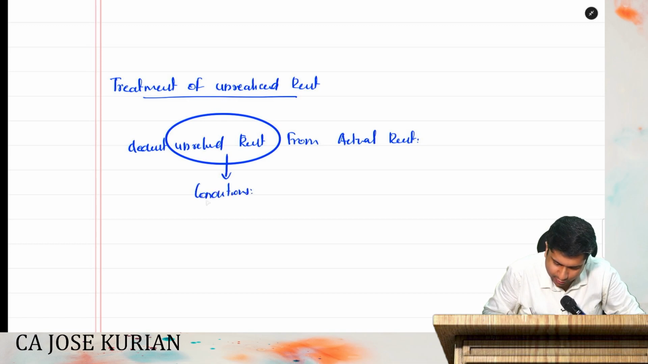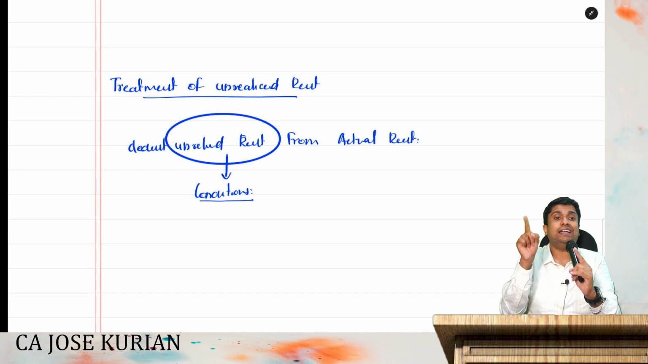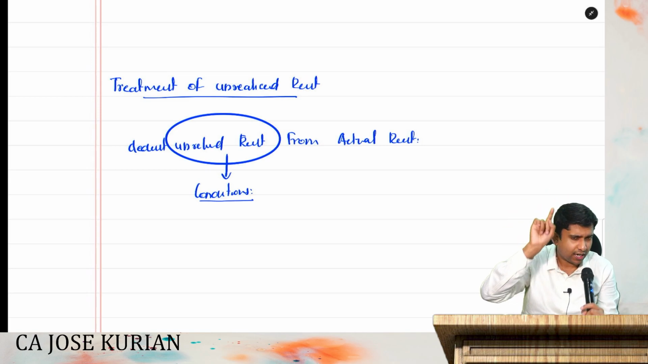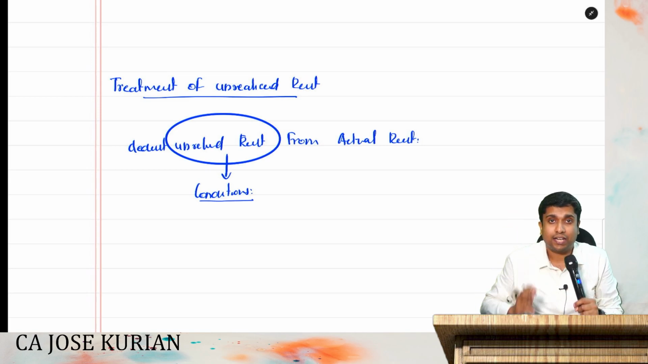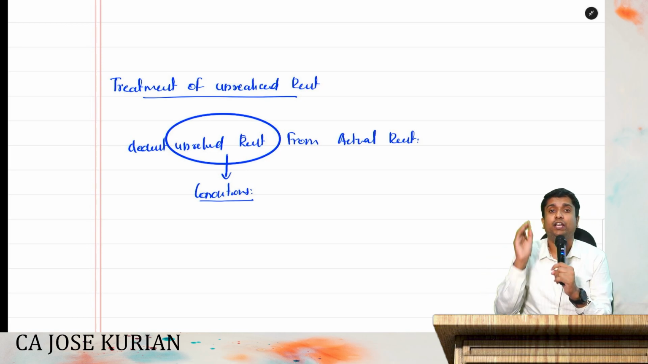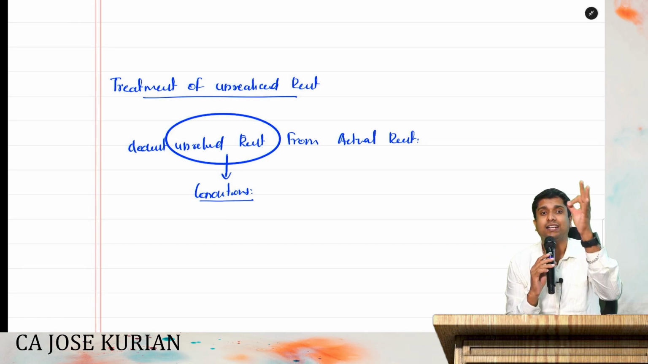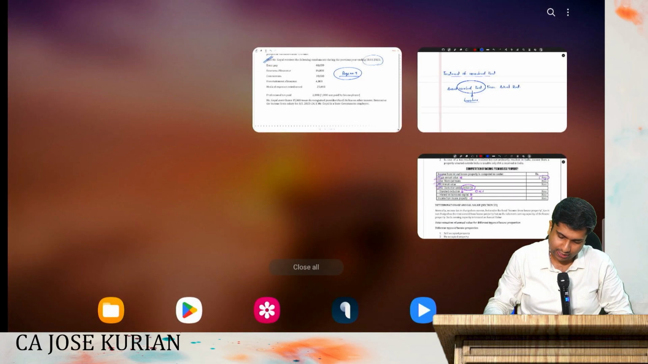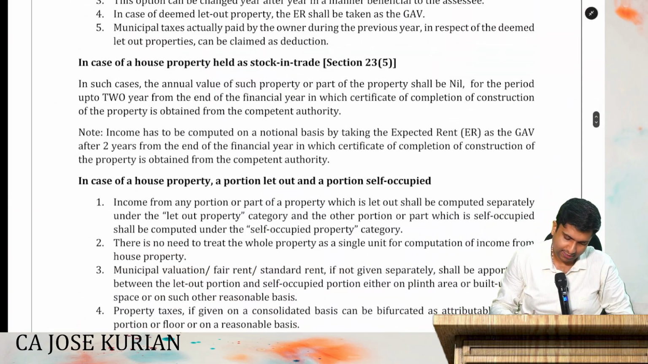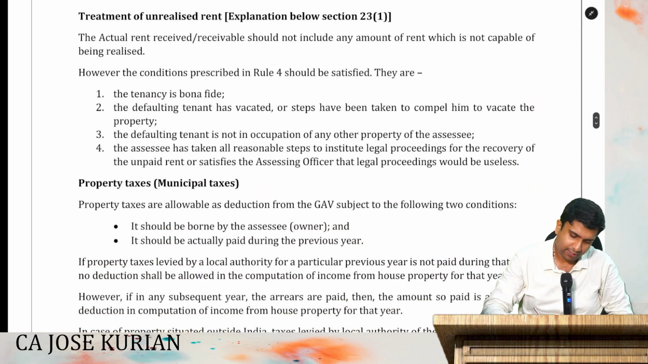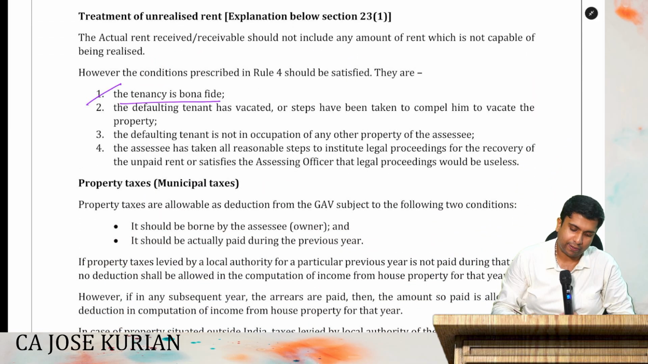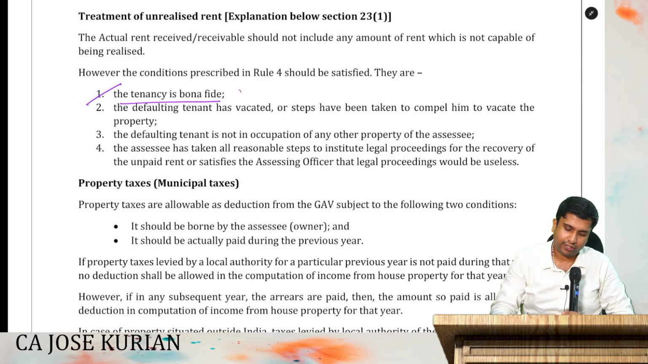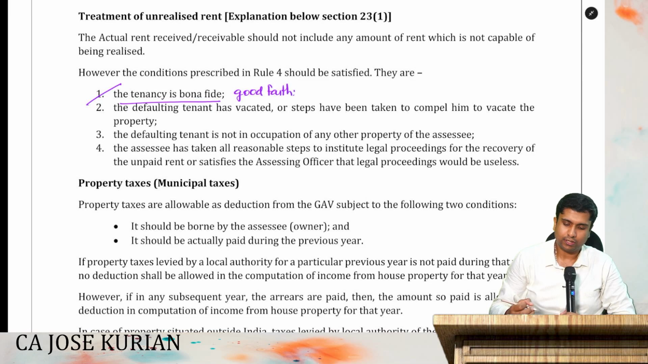There are certain conditions to be satisfied for calling a particular rent as what? Unrealized rent. Are you all listening? There are certain conditions which an assessee has to satisfy for calling a particular rent as unrealized rent. Now let's understand which are the conditions. The conditions are very simple. Listen, there are 4 conditions. Condition number 1, the tenancy should be bona fide. What do you mean by bona fide? That means good faith. What does tenancy should be good faith mean?